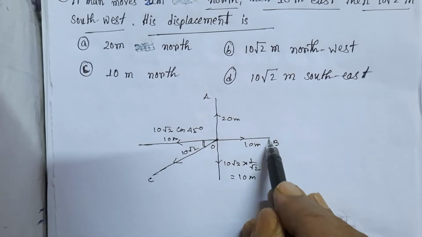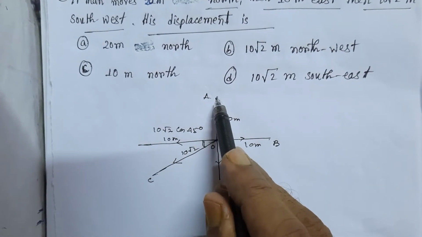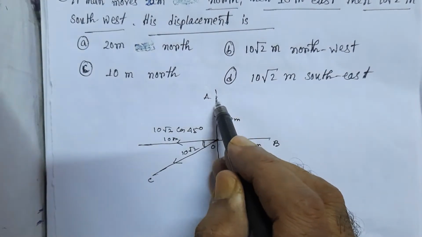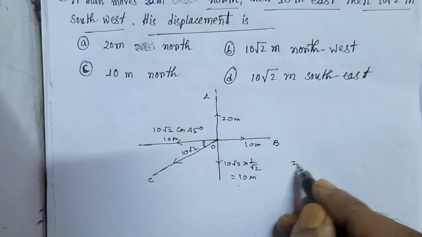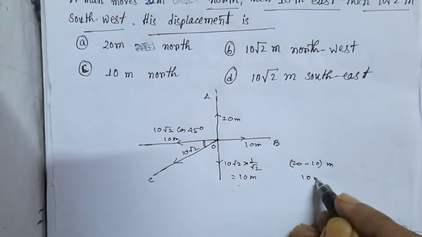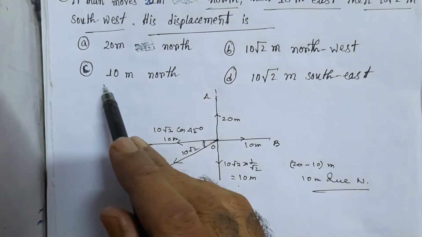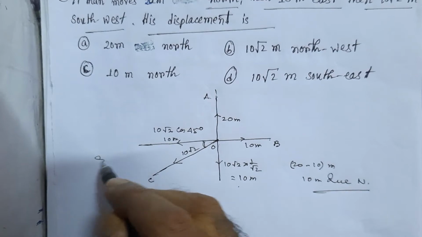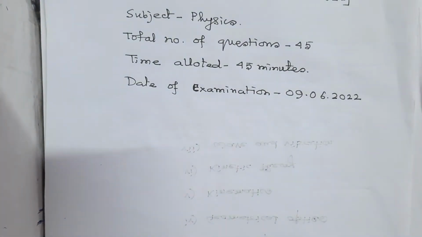Towards east, 10 meter, towards west, 10 meter. They will nullify each other. Towards north, displacement is 20 meter, and towards south, it is 10 meter. So the net displacement is 20 minus 10 meter, that is 10 meter due north. So our correct answer is C. So the correct answer to the question number 8 is C. Now let us see the question number 9.